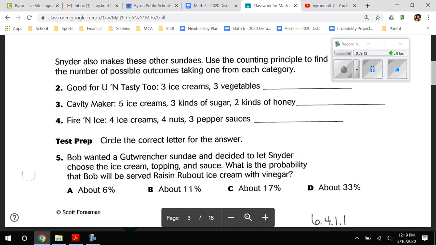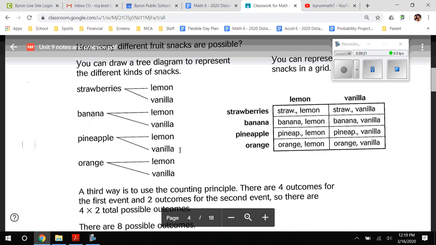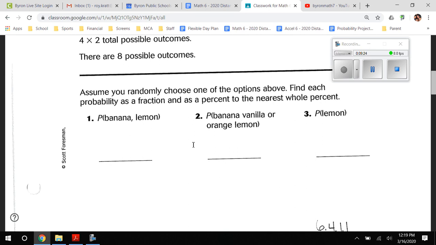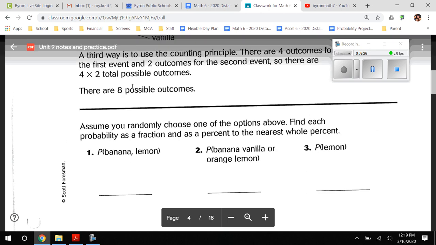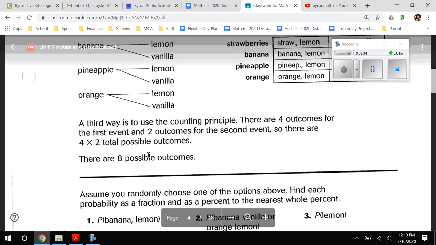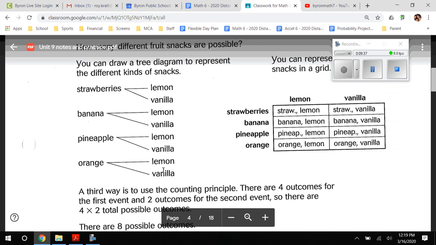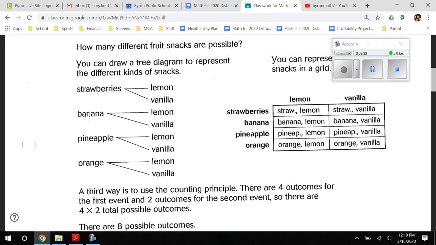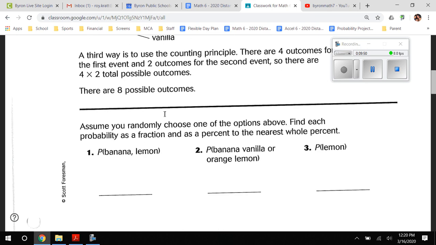All right. And again, this is page 2. So we've got some more things to look at here. Page 3, again, another big example of how to do this. Then, if we know the total outcomes, now we're starting to get into probability. So this says, what is the probability of banana, lemon? Looking up here at this example, there's 8 total outcomes. So what is the probability that you get a banana and a lemon? Well, that's only one choice out of all 8.